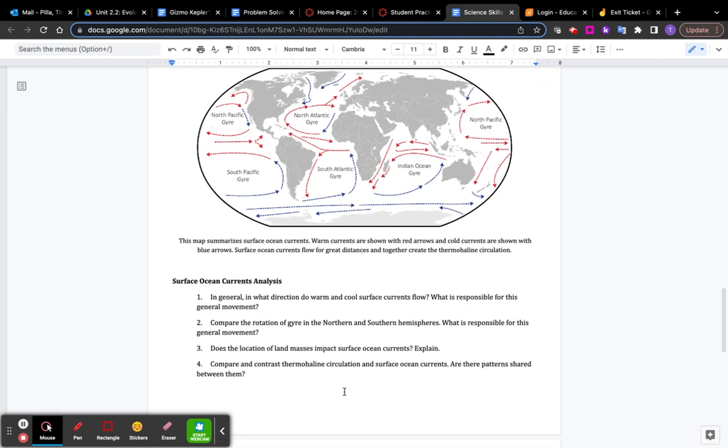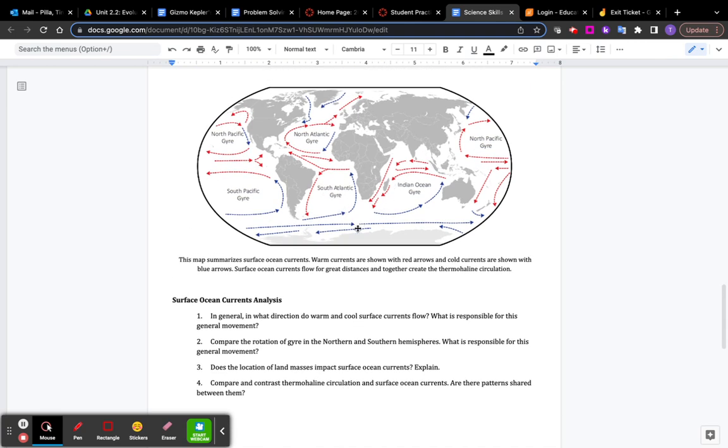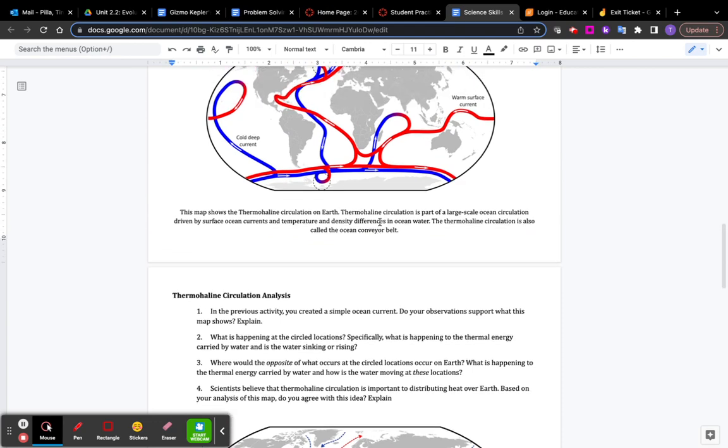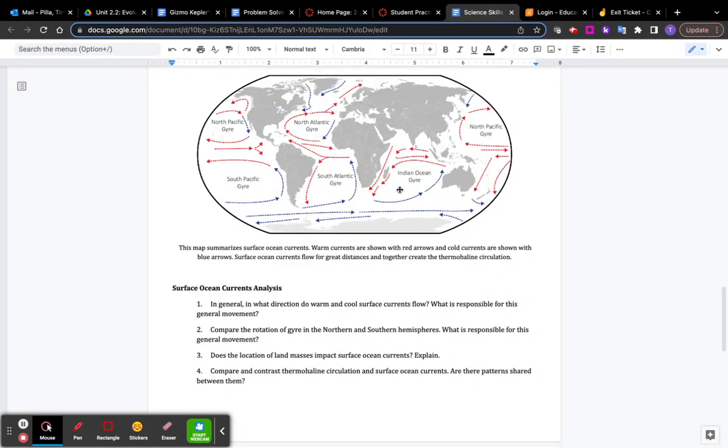Now some tips for this section right here. These are the surface ocean currents. So on the surface, not deep. These ones talk about different depths. These are the surface currents, and they call them gyres. That just means like a spinning cycle of water, a gyre.